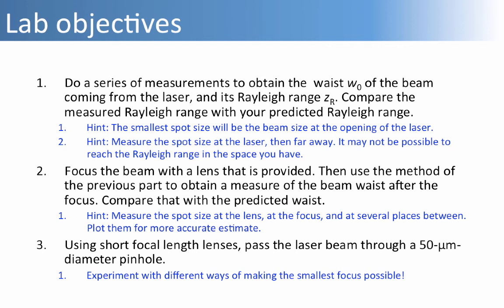Two, after focusing the beam to a smaller spot, we will measure the spot size at the smallest beam spot, and then find the Rayleigh range, and compare that with the predicted beam spot size and Rayleigh range. Three, use short focal length lenses and try to get the laser beam the most power through a 50 micron diameter pinhole. And there, I want you to experiment with different ways of making the smallest possible beam spot, the smallest possible beam focus. So those are our three lab objectives, and you will understand these equations and principles as you go through the lab.